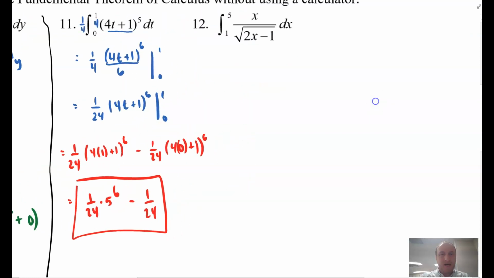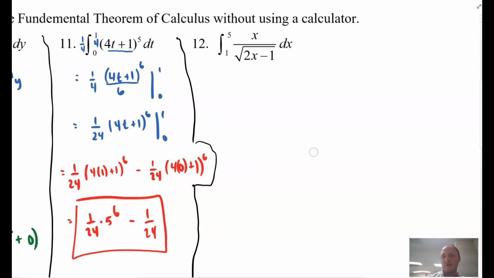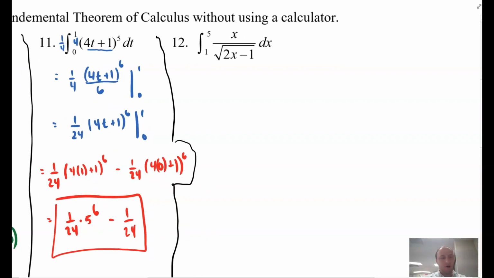Okay. Now we're going to go ahead and look at number 12. And number 12 is kind of gnarly. That's because hopefully you see the square root and you're thinking, oh no, here comes U substitution, and that is 100% correct. We're going to have to do some U substitution here.